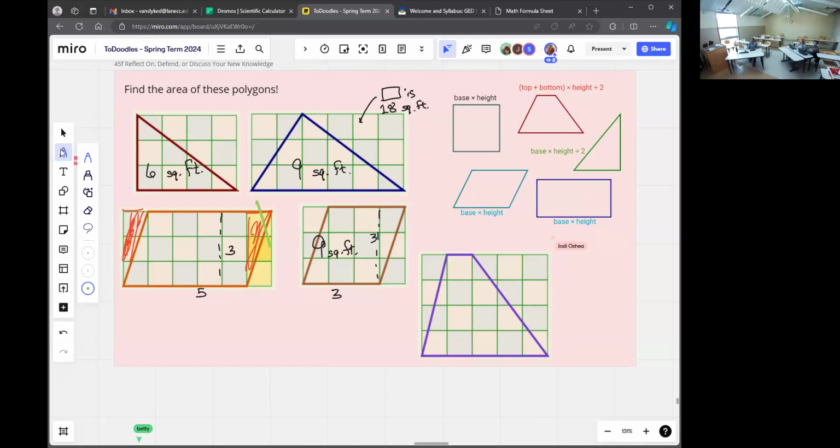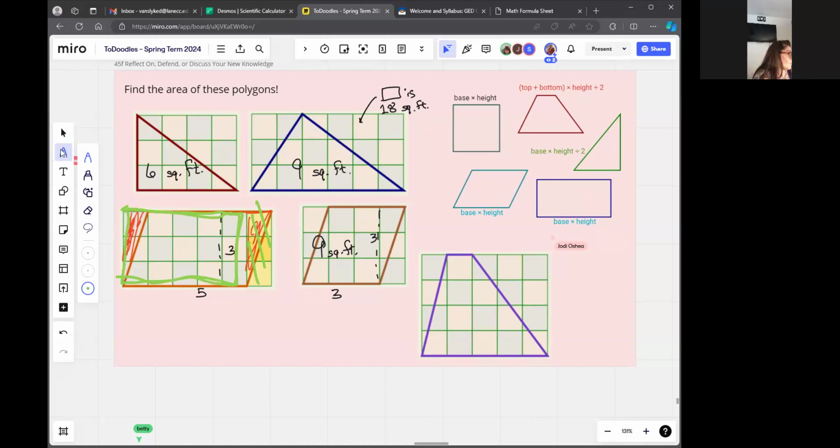So now it's gone and not there anymore. Then this is 15, right? 3 times 5. Right. It's half of 15, it just is 15.